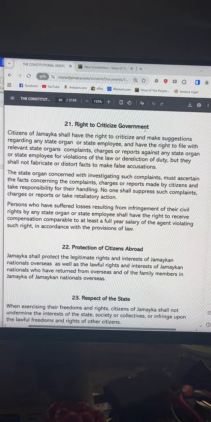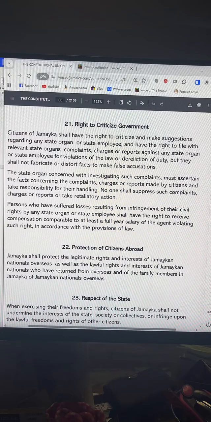Right to criticize government. Citizens of Jamaica shall have the right to criticize and make suggestions regarding any state organ or state employee, and have the right to file with relevant state organs complaints, charges, or reports against any state organ or state employee for violations of the law or dereliction of duty, but they shall not fabricate or distort facts to make false accusations.